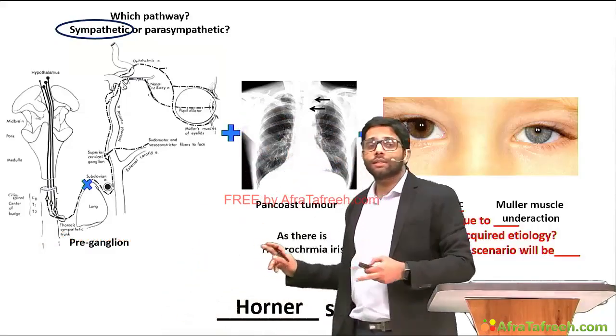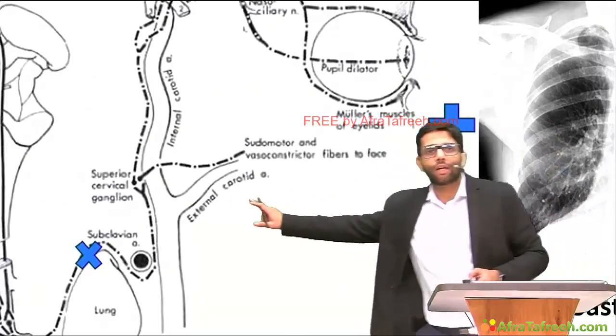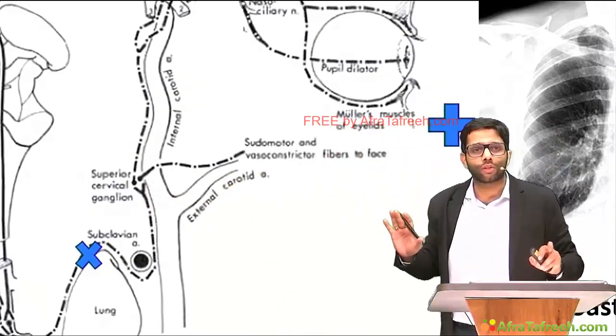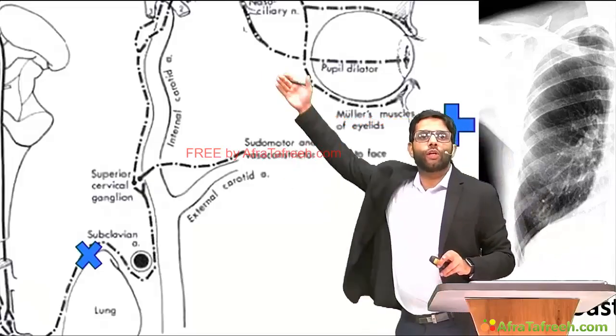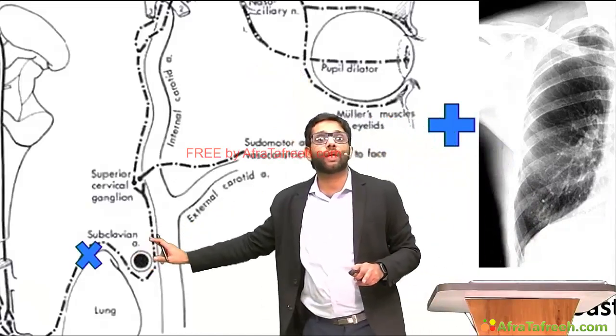Now, in Horner's, sweating should be lost. But the sweating fibers, if you see, are coming directly from the superior ganglion to the face and neck. There is no sweating in the eye or the face and neck. But the sweating fibers don't go into postganglion. So this is an example of preganglion. Here the sweating will be lost.